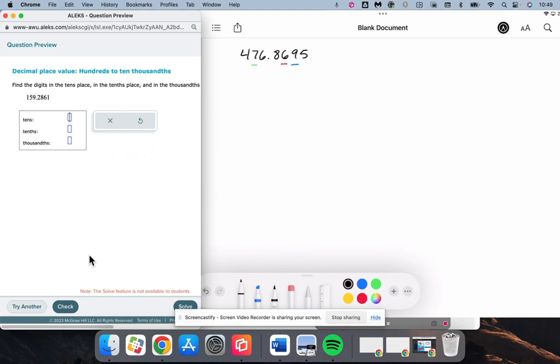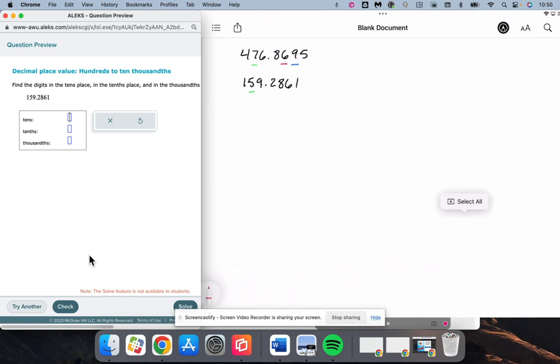Okay, next we have 159.2861. We are asked to identify the number in the tens, tenths, and thousandths. So tens is going to be the 5. Tenths is to the right of the decimal. The first number is the tenths, so that's the 2.